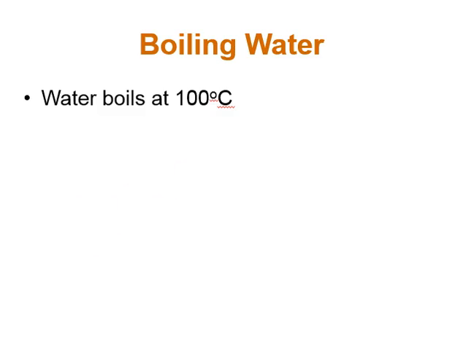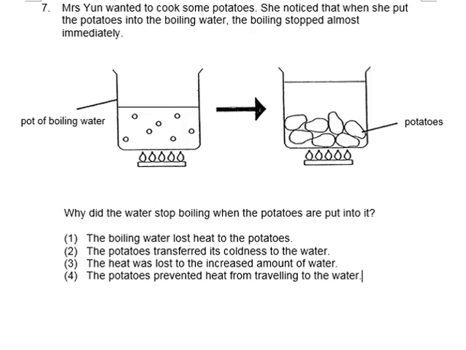Okay, now that we know all this, we know about heat, we know about temperature, we know about how heat flows, we know the temperature at which water boils. Let's look at the question. Mrs. Yun wanted to cook some potatoes. She noticed that when she put the potatoes into the boiling water, the boiling stopped almost immediately.